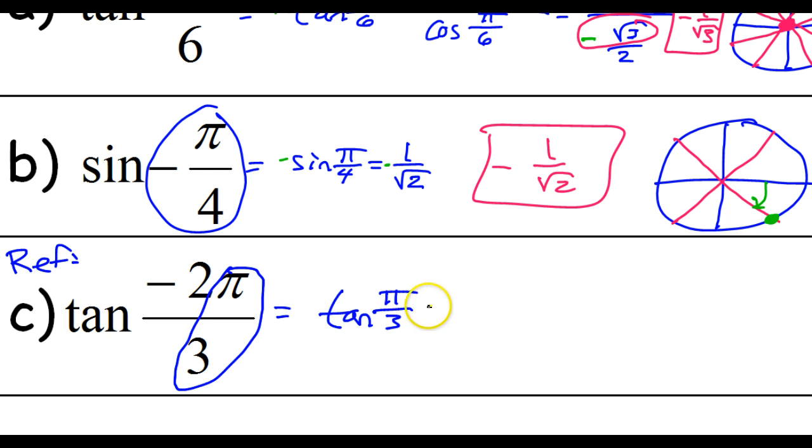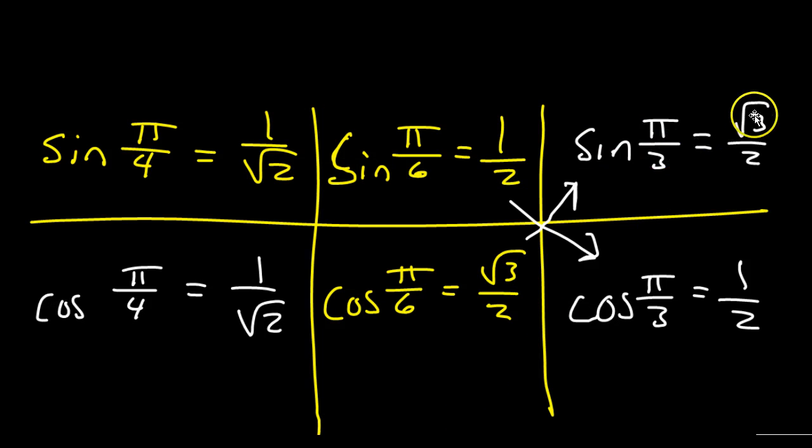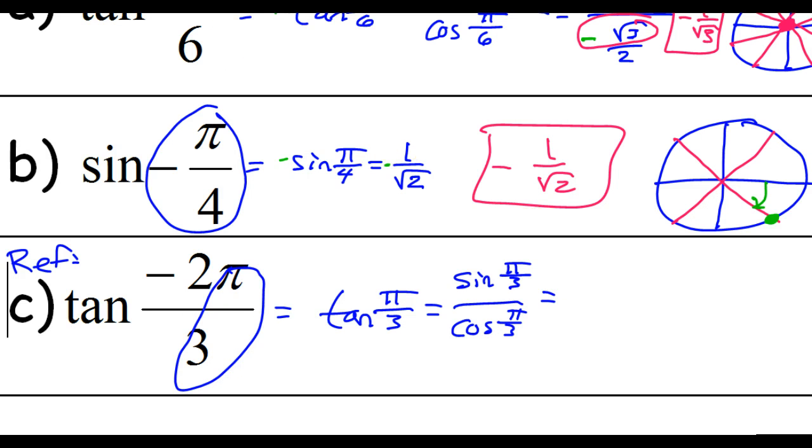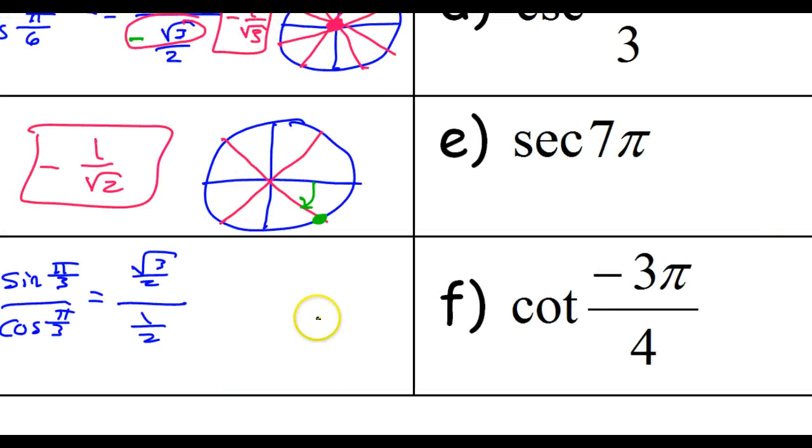Okay? I know that tangent is sine over cosine. So I'm thinking sine pi over 3 over cosine pi over 3. All right? These are right on my little chart. Sine pi over 3 is radical 3 over 2. Cosine is 1/2. So that means I've got radical 3 over 2 over 1/2. I need to think about whether or not it's going to be positive or negative, though. So look at my unit circle real quick.